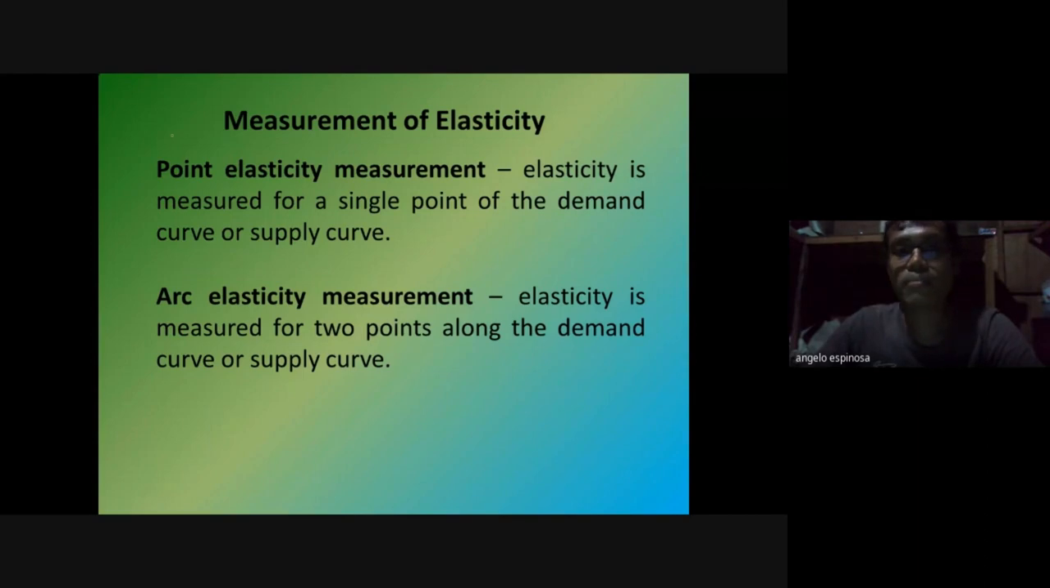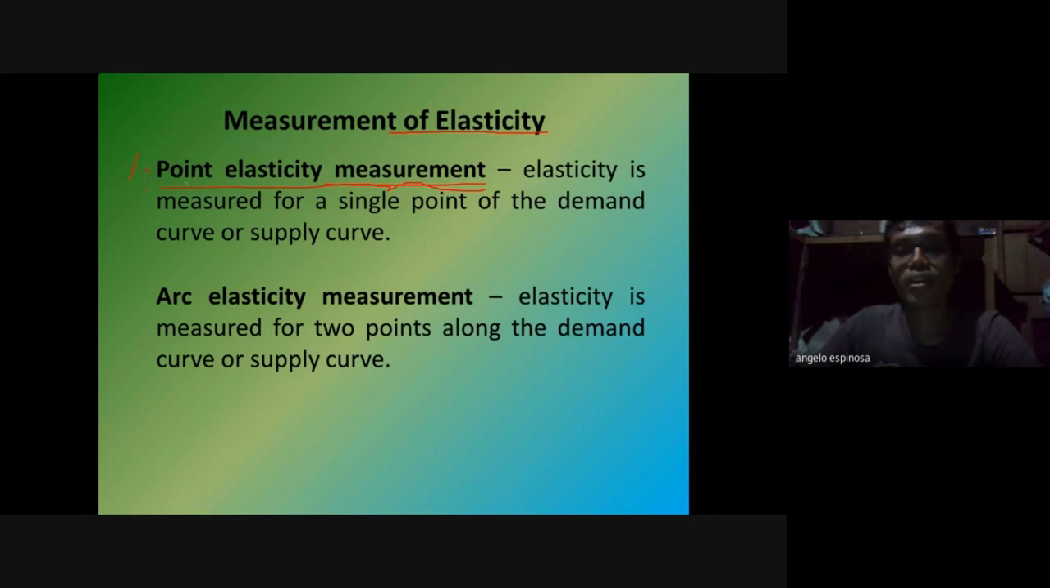Okay, so what are the measurements used in measuring the elasticity of supply at saka demand? We have number one, the point elasticity measurement. Actually, there is a formula about this one, pero hindi naman siya lumalabas sa board exam. Hindi po lumalabas sa board exam yung kanyang computation or yung formula niya. Ang dapat lang ninyong i-familiarize is yung kanyang definition.